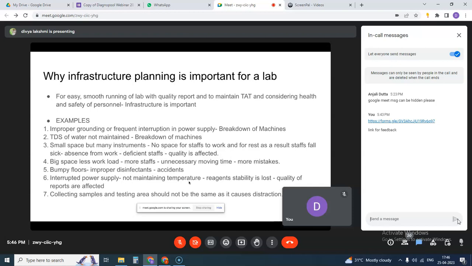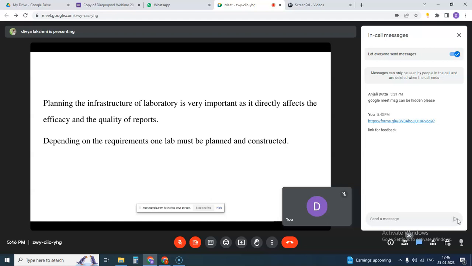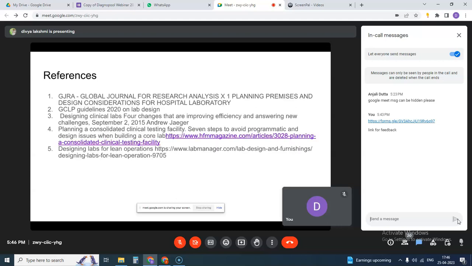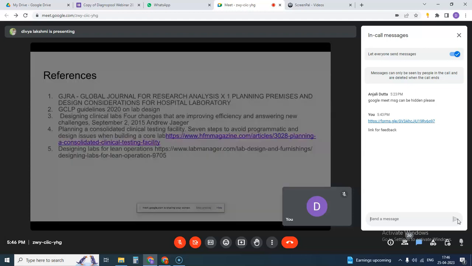Interrupted power supply and not maintaining temperature can affect the stability of the reagent, and again the quality of the reports is affected. If the segregations are not correct, when the sample collection area and the sample testing area are the same, it can cause unnecessary distractions to the working environment. Planning the infrastructure of a laboratory is very important as it directly affects the efficacy and quality of the reports. Depending upon the requirements of each lab, please plan and construct accordingly. These are my references. Thank you.